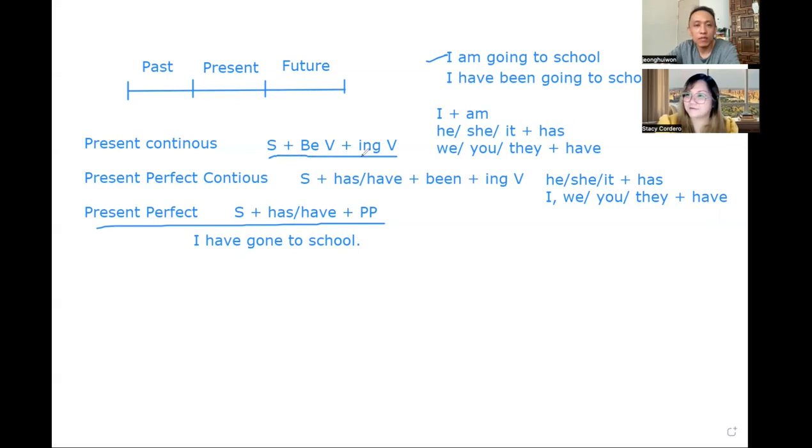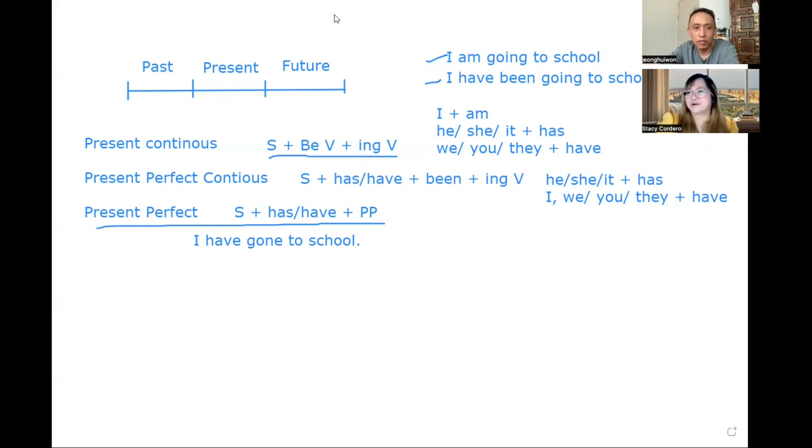Okay. Now, what about I have been going to school? Can you tell me the scenario? Give me an example. What does it mean? I keep going to school for several years, and now. Yes, yes. Until when? Until the future. Yeah. Very good, yes. So that's what we mean when we use present perfect continuous.